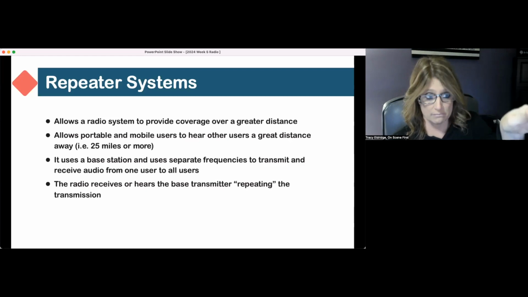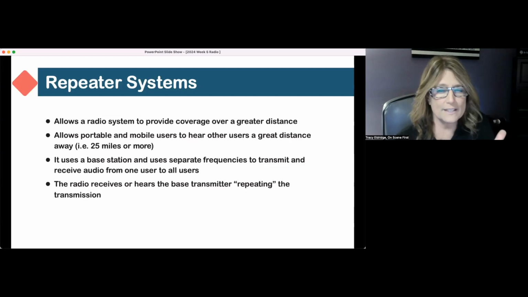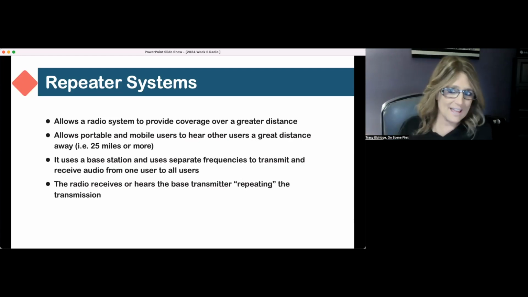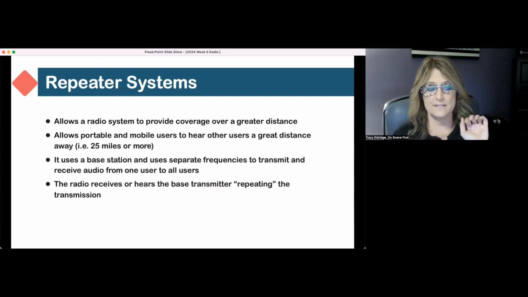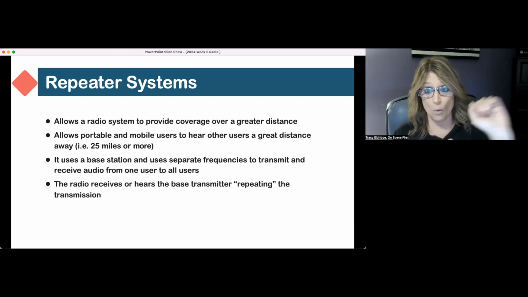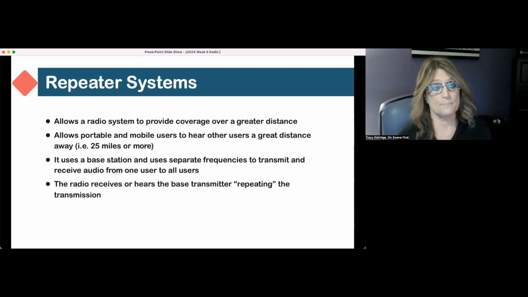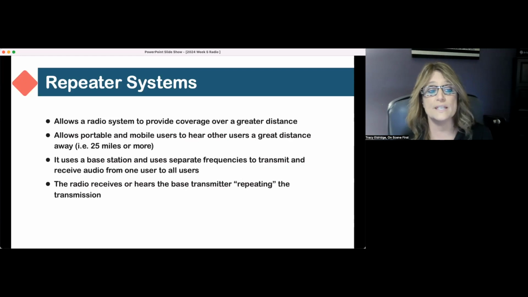So if I remember correctly, they're called a PL tone or something like that. That's not relevant at this point, but it's a similar frequency, but one transmits and one receives. And the radio receives or hears the base transmitter repeating the transmission.